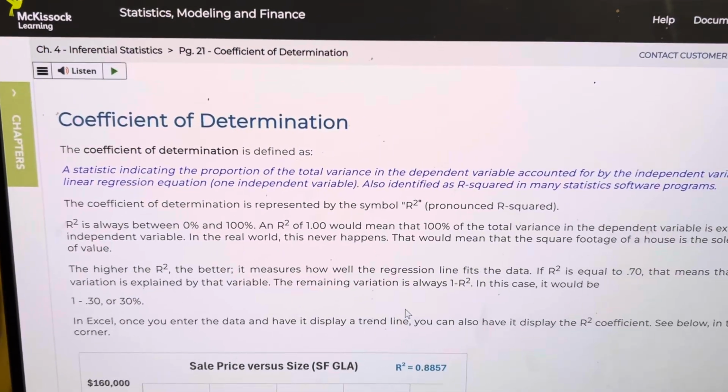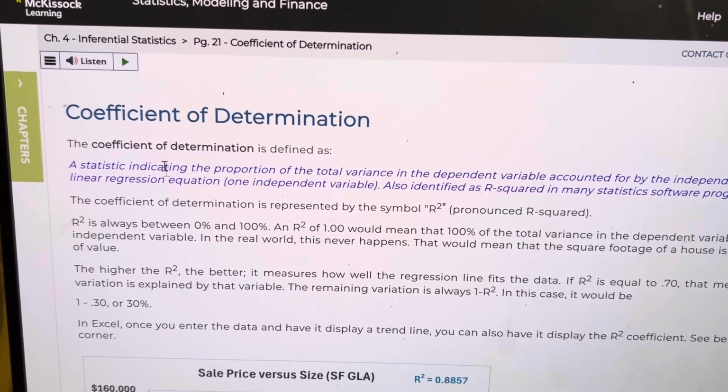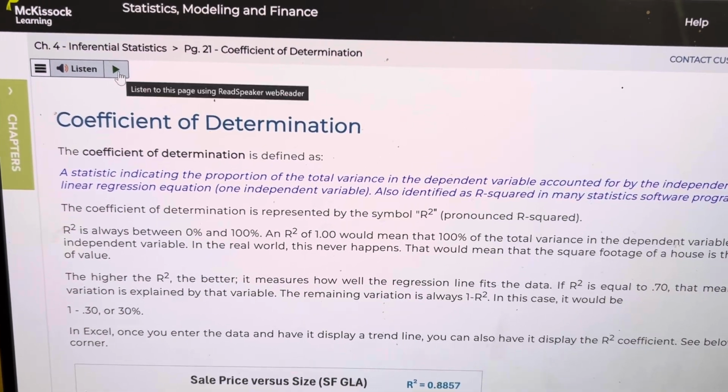Statistics, Modeling, and Finance, Chapter 4, Inferential Statistics, page 21, Coefficient of Determination.